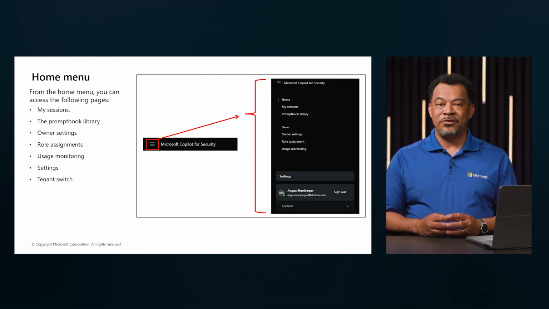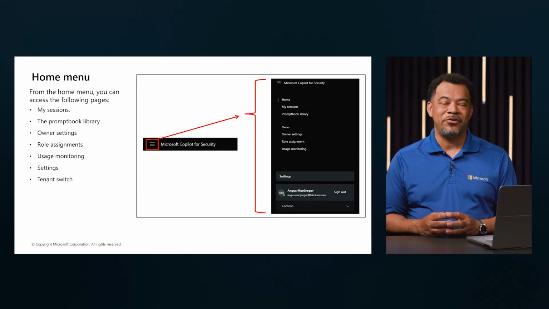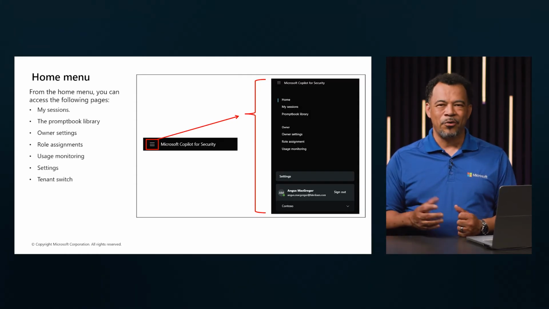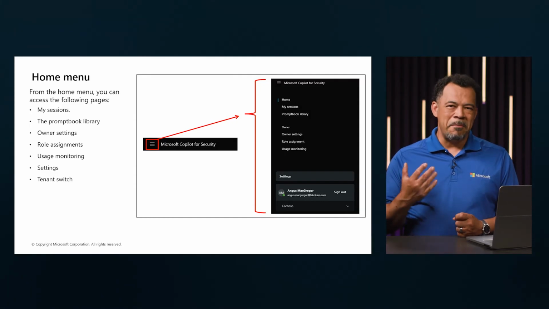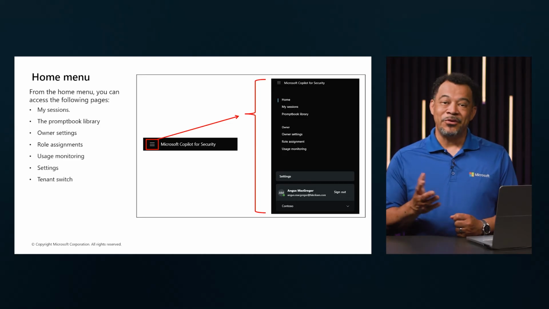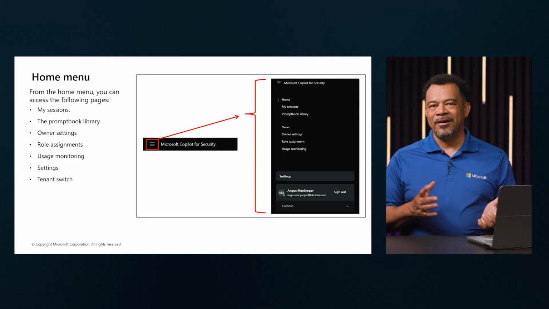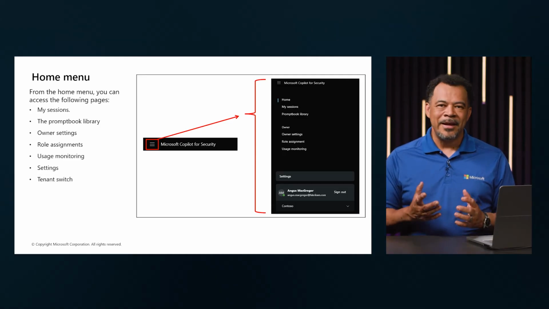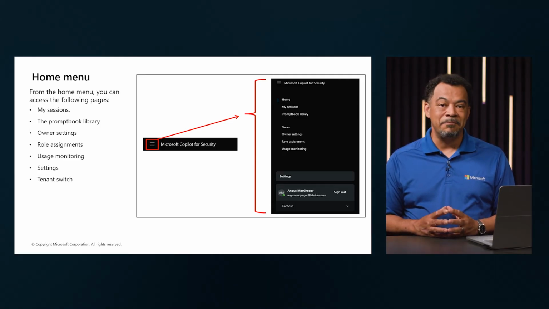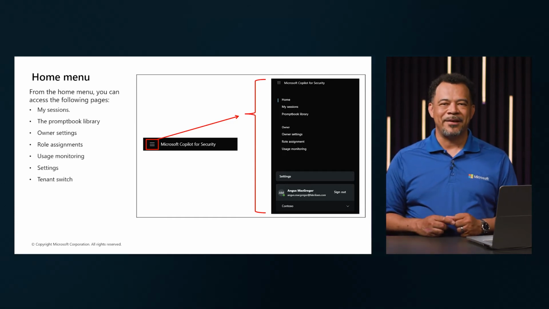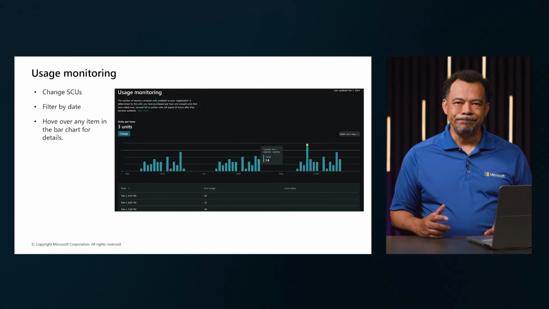You can also dive into broader settings to fine-tune how Copilot works for your organization. And if you're managing multiple tenants, the tenant switch option makes it easy to move between them without logging in and logging out. Each of these pages is explained in more detail in the following slides, so you'll know exactly what to expect and how to use them.